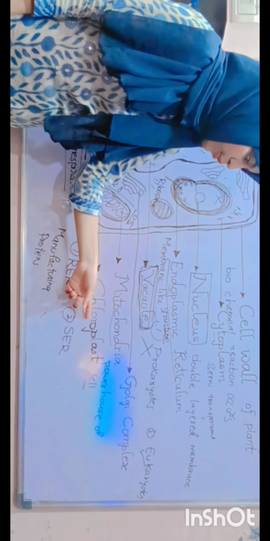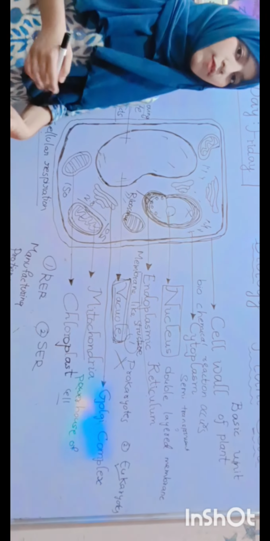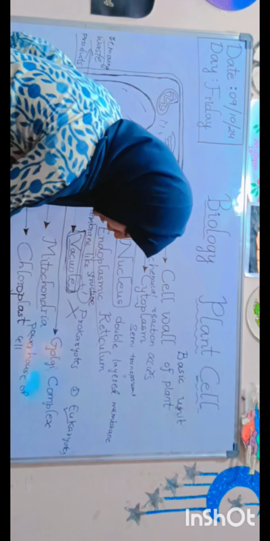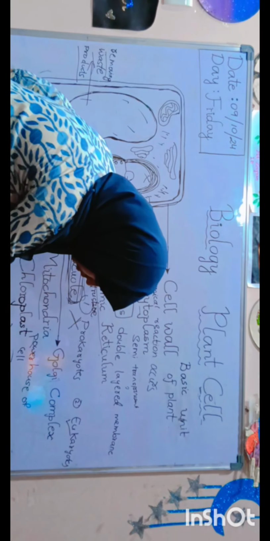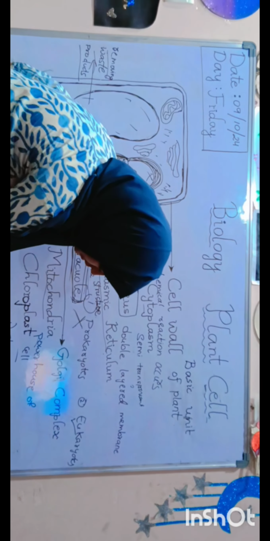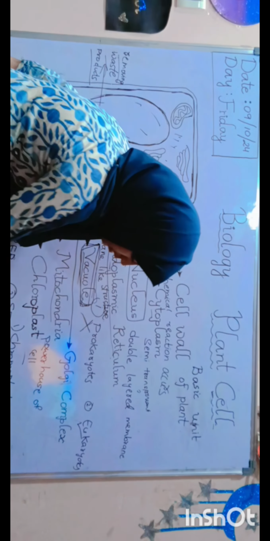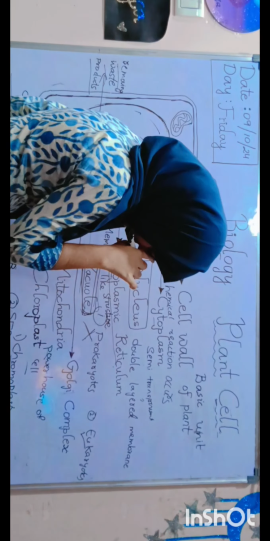Another one, chloroplast. Chloroplast is green in color due to the presence of chlorophyll. Plastids have 3 types: chromoplast, leucoplast, chloroplast.